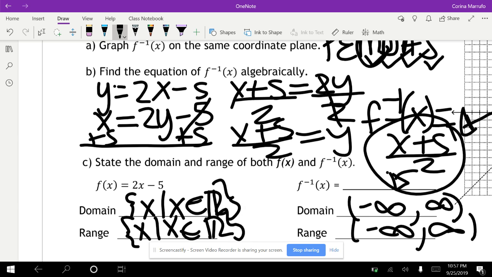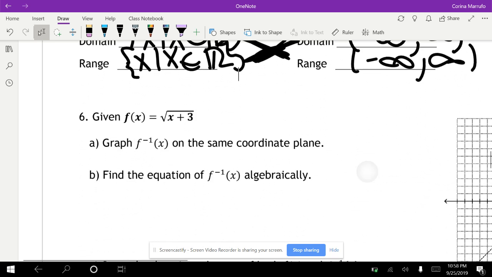Okay, now these two, the domain and the range, should be the same, and these two, the domain and the range, should also be the same. So we're good here.